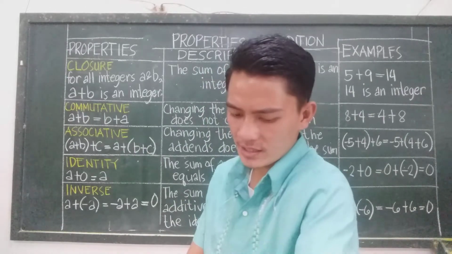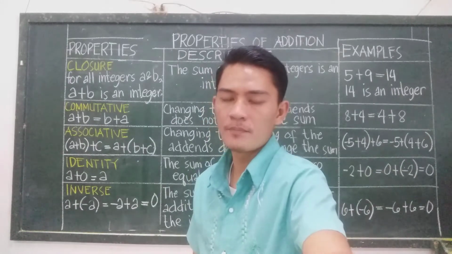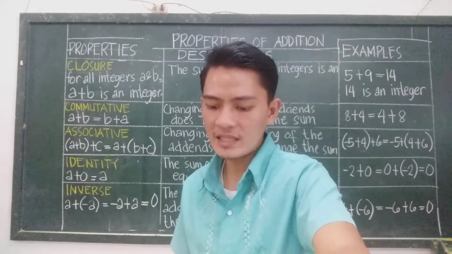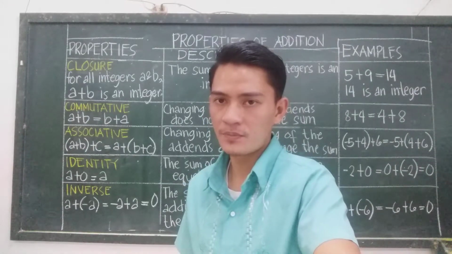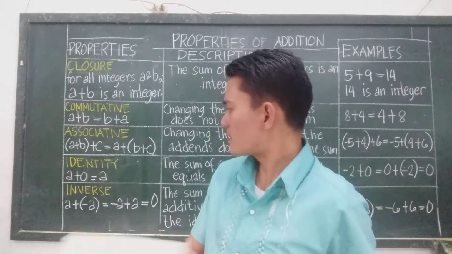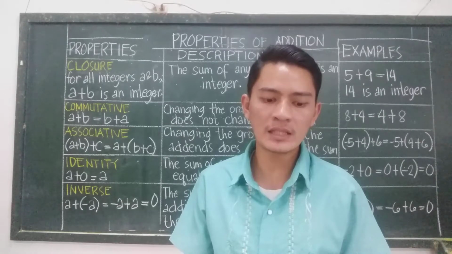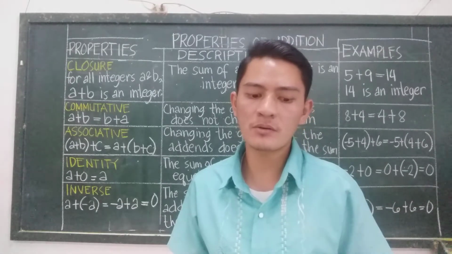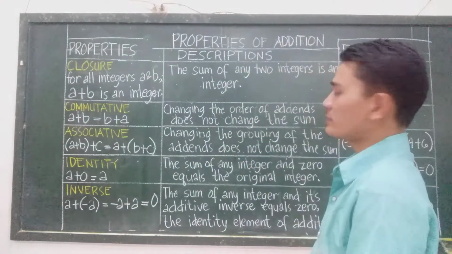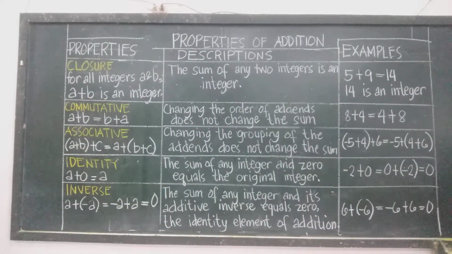Next, let's proceed to identity. Zero is unique in the operation of addition. When you add 0 to any number, you get that same number. Therefore, 0 is called the identity element of addition. Next, let's have the last, the inverse property, or the additive inverse, which is two numbers whose sum is equal to 0. Next, you have here the definition to be shown on the board.